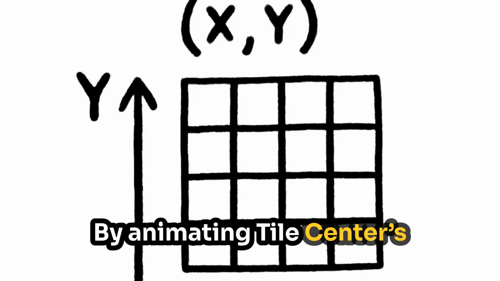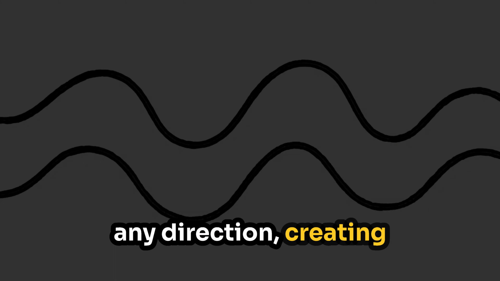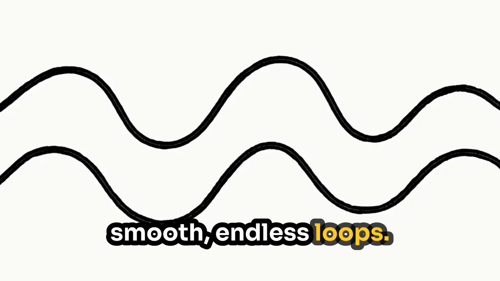By animating Tile Center's X and Y values, you can shift your tiled pattern in any direction, creating smooth, endless loops. This technique is perfect for generating moving backgrounds such as flowing textures, skies, or abstract visuals. The phase setting adds further variety by shifting alternate rows or columns, breaking up repetitive patterns, and introducing more complex designs like staggered bricks or honeycomb effects.